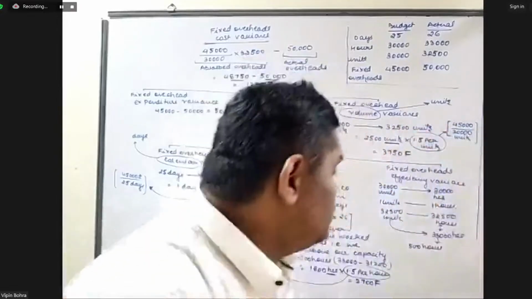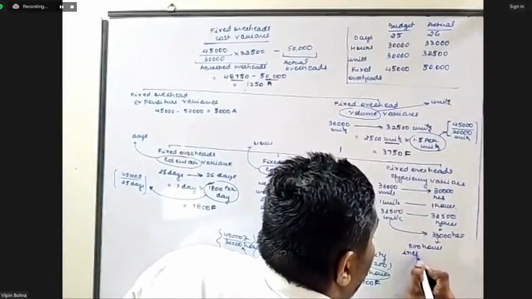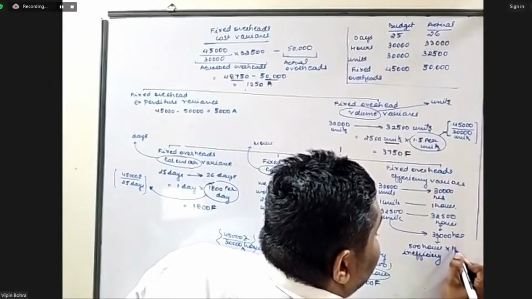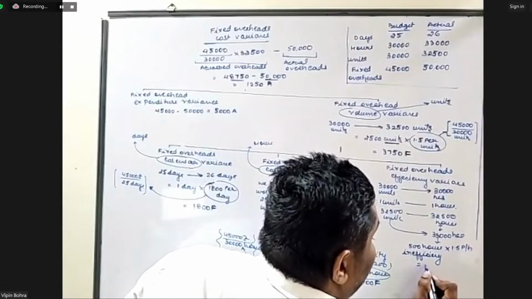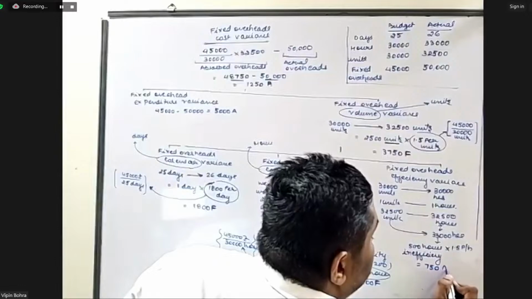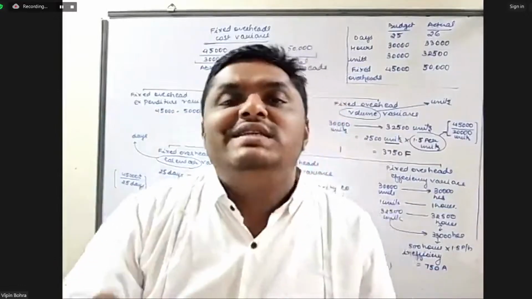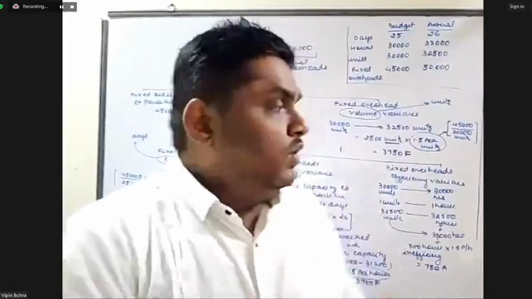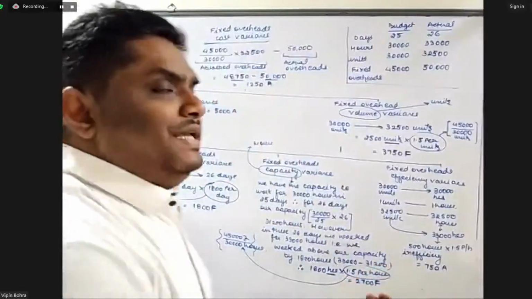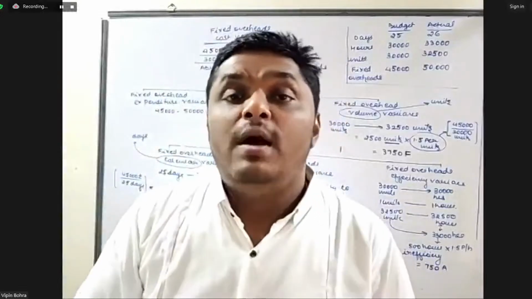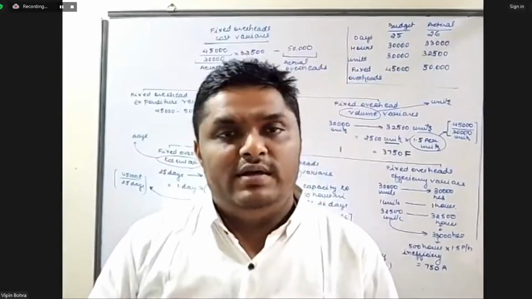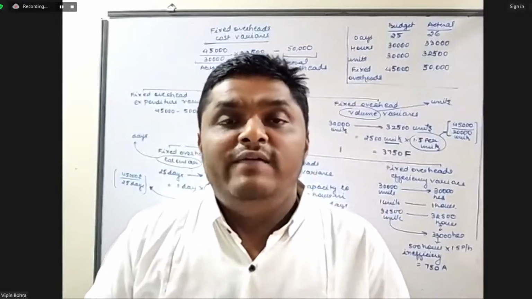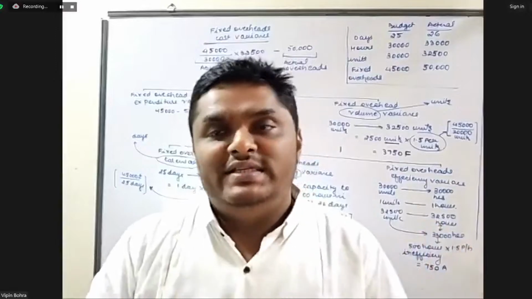That is 500 hours is what? My inefficiency into the rate per hour, that is 1.5 per hour, will get 750 adverse. Since it is my inefficiency, that's why adverse. Very important, guys. When talking about efficiency or inefficiency, the work was supposed to be completed in 32,500 hours. But I actually completed in 33,000 hours. So 500 hours is my inefficiency, so that's why it is adverse.